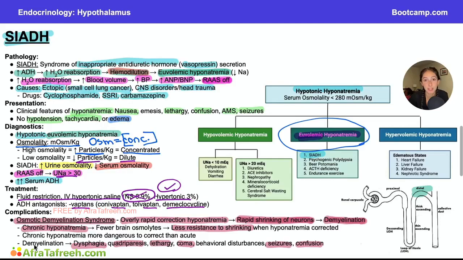So this pathophysiology is also why it is more dangerous to correct chronic hyponatremia rather than acute hyponatremia. And that's because in chronic hyponatremia, you have had more time for your brain to adapt and more time for your brain to say, I don't really need all these osmolytes. We can decrease the levels of those.